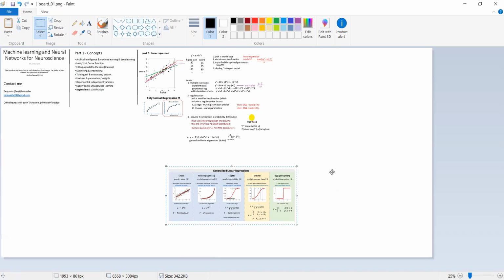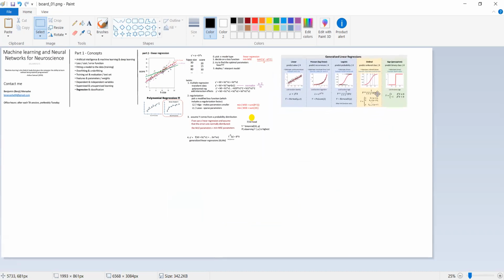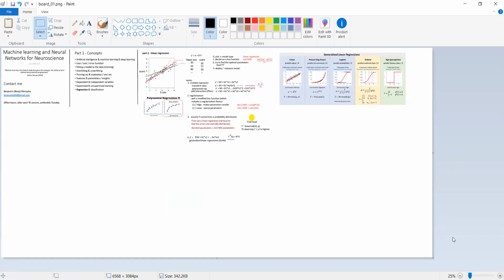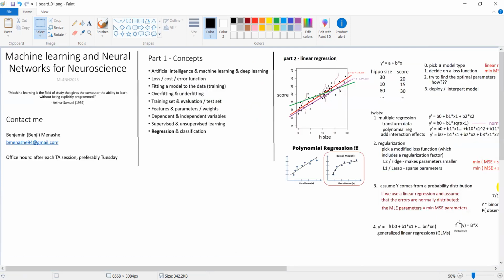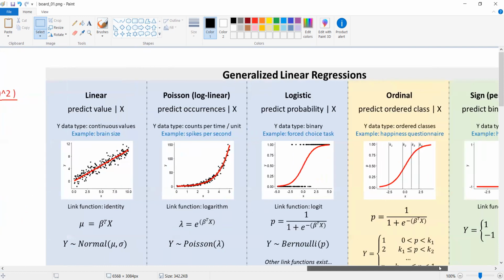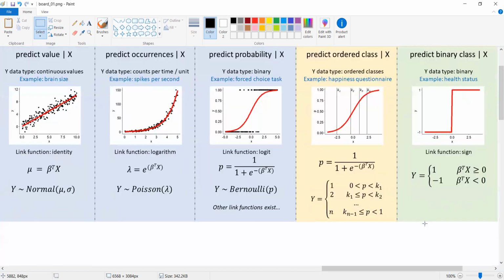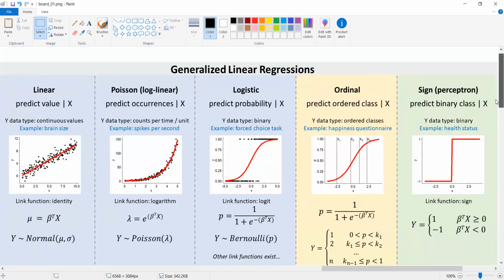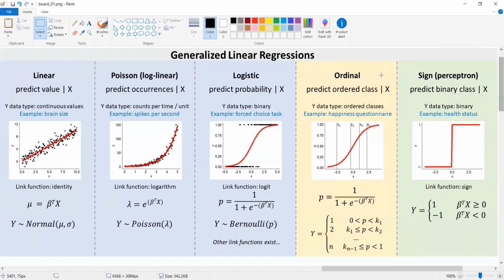Amazing illustration. It's going to be in the drive as well, of 5 types of generalized linear regression, and we're going to talk a little bit about each one. Cool, huh? Okay. Excellent. So the first one is the regular linear regression, except the errors are normally distributed. So it's a maximum likelihood.